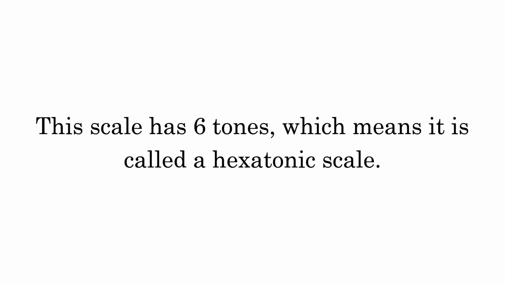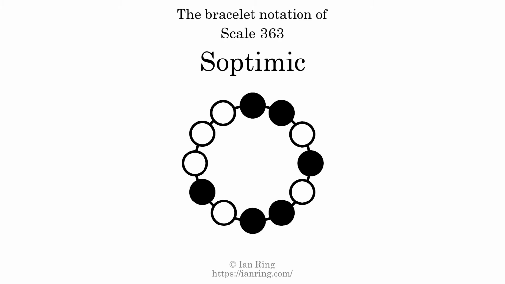This scale has 6 tones, which means it is called a hexatonic scale. This is a bracelet notation diagram of scale 363. The shaded circles represent tones that appear in the scale, and they are read clockwise, starting at the top.